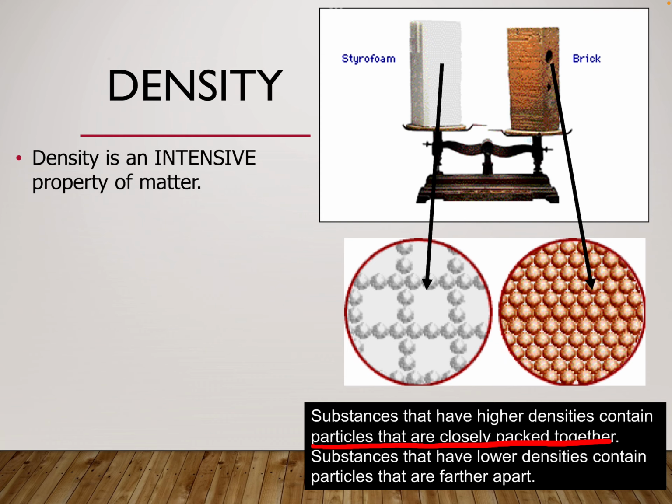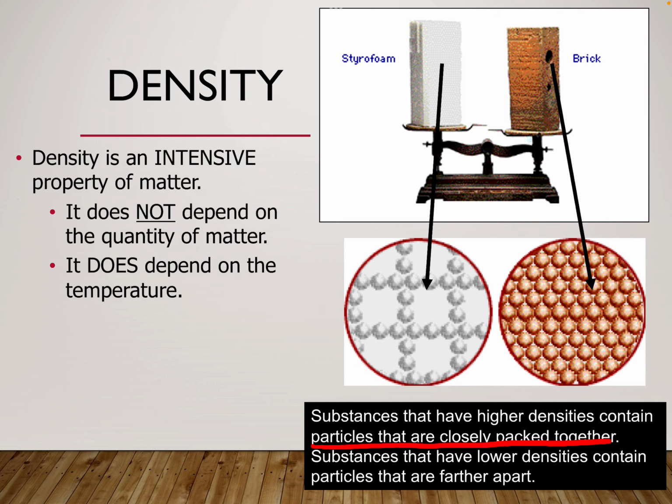Density is what we call an intensive property of matter. What I mean by that is it doesn't depend on the quantity of matter. It doesn't matter how much of your stuff you have, whether you have a little bit or a lot, the density is always going to be the same. Like I told you earlier, the density of water is 1 gram per milliliter. So it doesn't matter whether you have a little bit of water or a lot of water, the density of water will always be 1 gram per milliliter. So that's what an intensive property is.